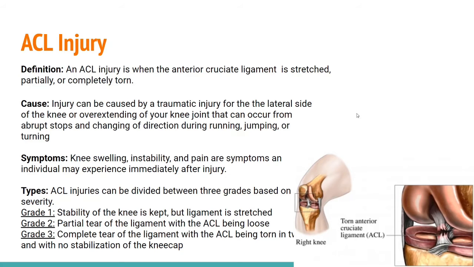ACL injuries can be divided between 3 grades based on the severity of the injury. Grade 1 is when the stability of the knee is kept, but the ligament is stretched. Grade 2 is a partial tear of the ligament with the ACL being loose. And lastly, grade 3 is a complete tear of the ligament with the ACL being torn in two and with no stabilization of the kneecap.